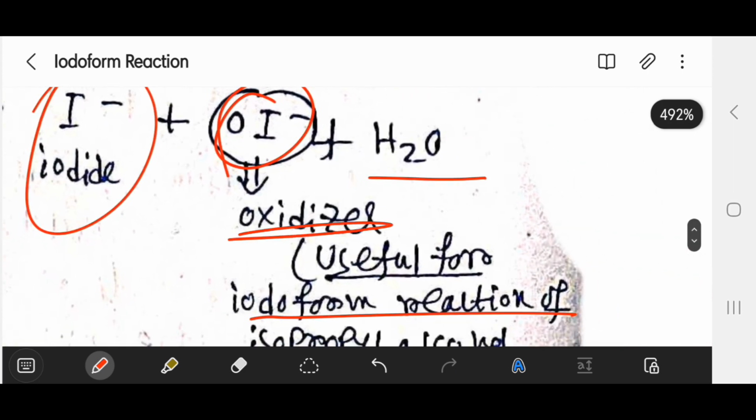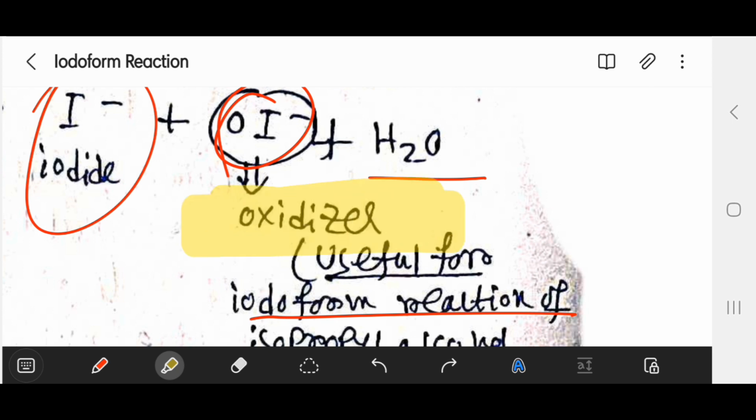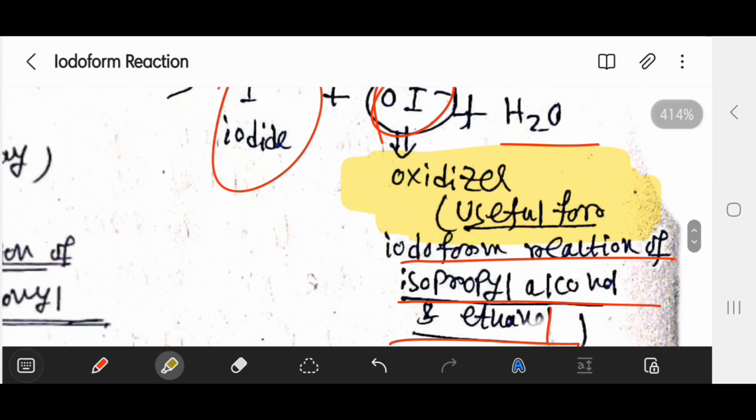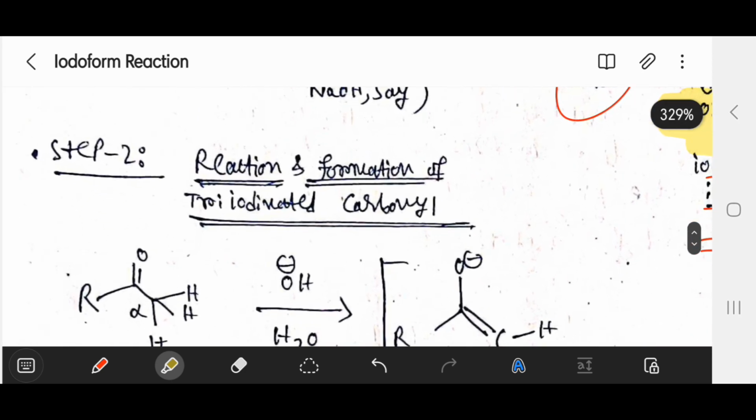And this part is a powerful oxidizer, and this part will oxidize the alcohols, the alcohols which may be converted to compounds having the ketomethyl group. How, we will discuss a little later. So let me discuss step 2.